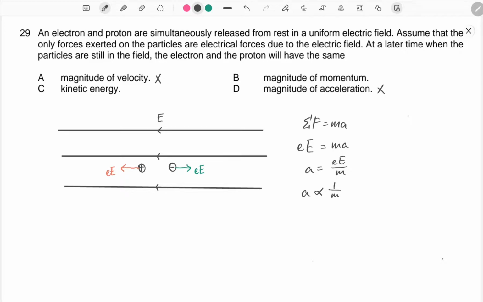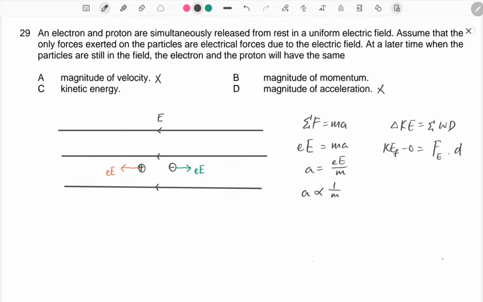What about the KE? For KE, you recall the change in KE will be equal to the net work done. This is the work energy theorem. Who is doing work on this guy? Let me just write the KE as such: KE final minus 0. Is the electric force doing work? So it will be the Fe times the distance.